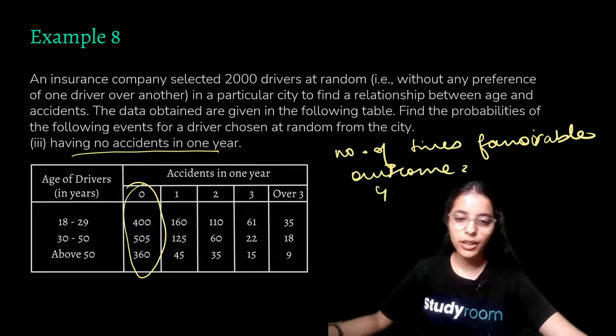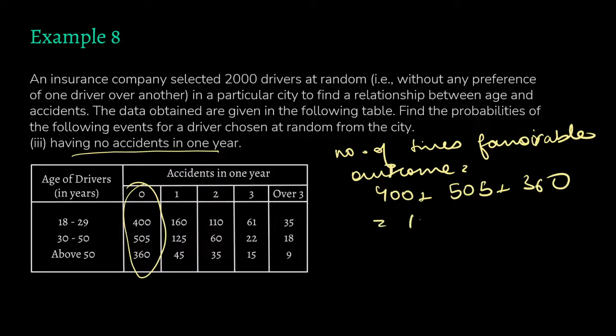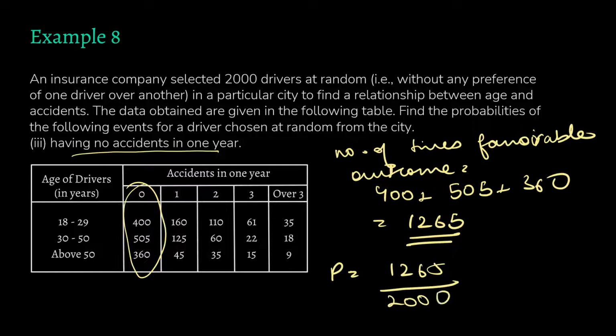has come is equal to 400 plus 505 plus 360. Now when we add these up, we get 1265. So this would be our number of times. So when we take out the probability, it would be 1265 divided by 2000, which will give us 0.6325. And this would be our probability of the particular situation that we have been given. So that is how we do such questions.